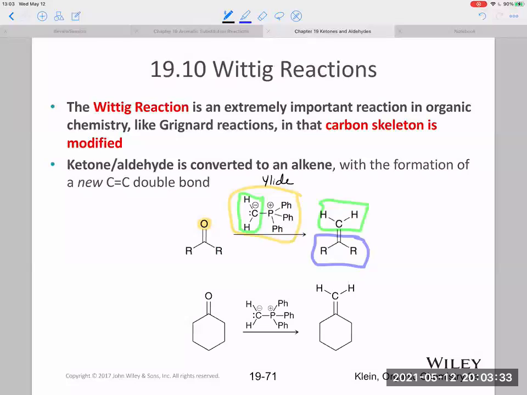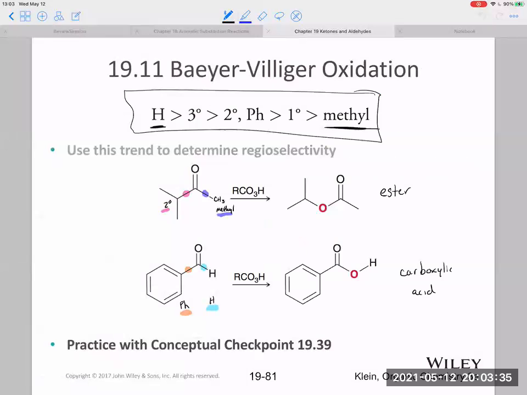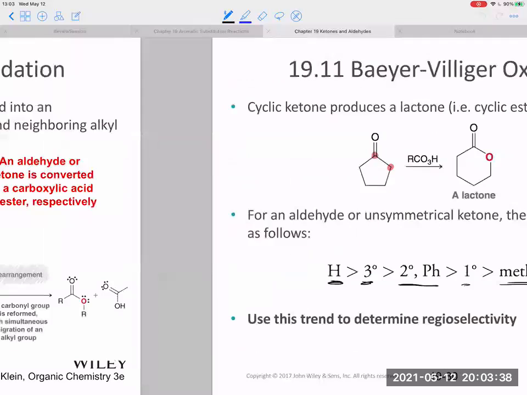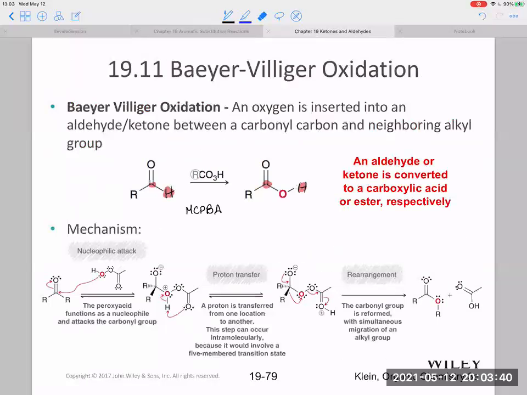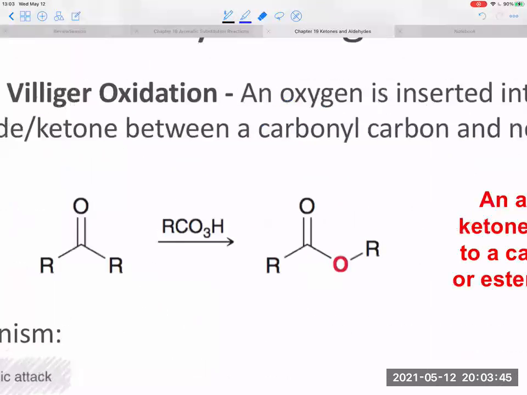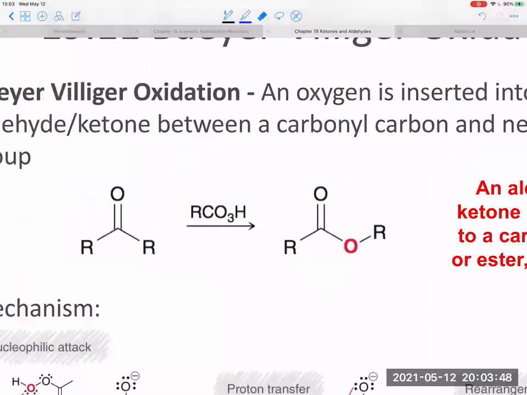The Baeyer-Villiger is when we have an aldehyde or ketone and we react it with a peroxy acid. What peroxy acids tend to do, and it does in this particular case as well, is insert an oxygen in between an existing carbon-carbon bond. And since one of those carbons is a carbonyl carbon, you're going to create either an ester or a carboxylic acid from it.